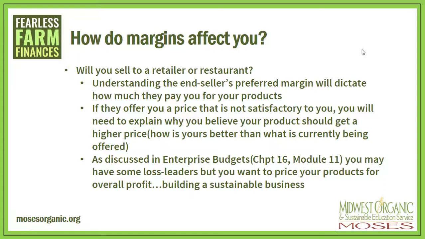So as discussed in the enterprise budget, chapter 16 or module 11, you may also have some loss leaders, but you want to price your products as a whole for overall profit. So, building a sustainable business. Understand that it takes a lot of hard work and diligence to keep track of your numbers, but you might have a few things that get sold, whether to the farmer's market, CSA boxes, or to a restaurant, that you take a little bit of loss on, or they're at your cost of production.